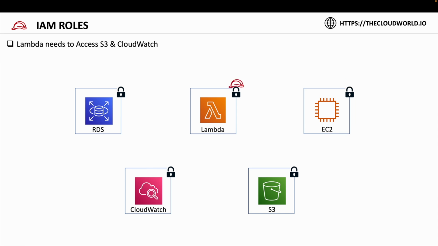The same thing goes for Lambda itself. If Lambda wants to access only CloudWatch and S3, in that situation again we'll have to add the permission to the IAM role, which will be attached above the Lambda function, and this permission will have access to only the S3 bucket and CloudWatch. In that situation, our Lambda function will be able to access only the S3 bucket and CloudWatch, not the EC2 instance and RDS instance. So overall, just think about it this way: an IAM role is something which is applied to the service that wants to access another service.